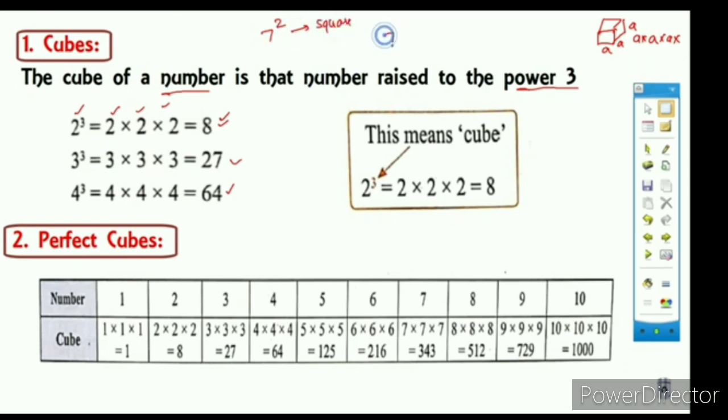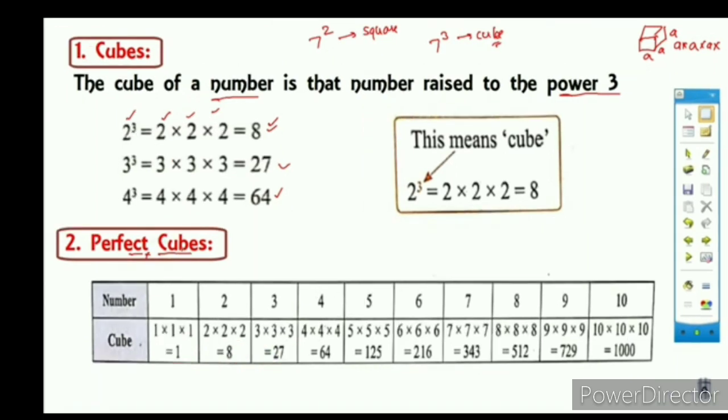Already we learned in squares how we write the square numbers. 7 square, that is 7 into 7, 49 is a square number. That 49, how do we represent it in the form of a square? 7 square. In cube form, 7 cube. Isn't it? Yes. Another example, 4 cube: 4 into 4 into 4 equal to 64.